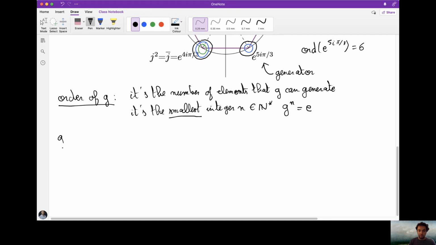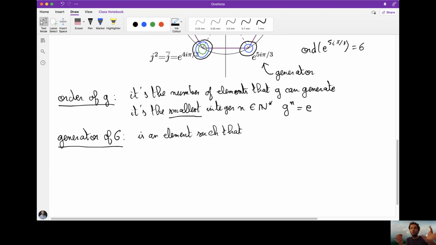Second notion that is quite important, what we just saw, is generator. Okay, generator of the whole group. So it's an element such that, there are two ways of thinking what is a generator. The first one is to say a generator is an element which can build all elements of the group, right? So it means that for any element y that you take of the group, there is a way of writing this y as g to the power n. So there exists an n such that g to the power n is y.